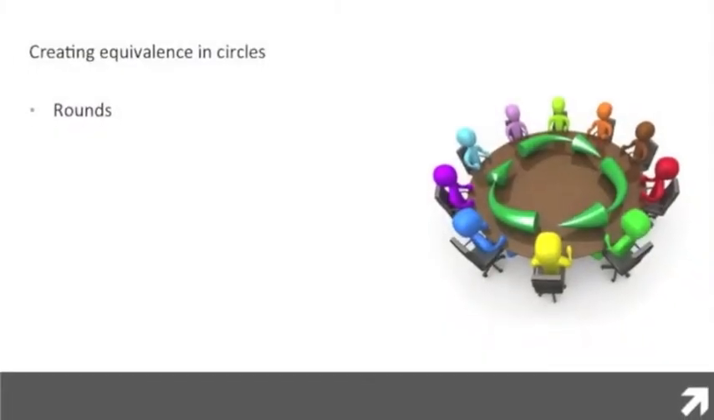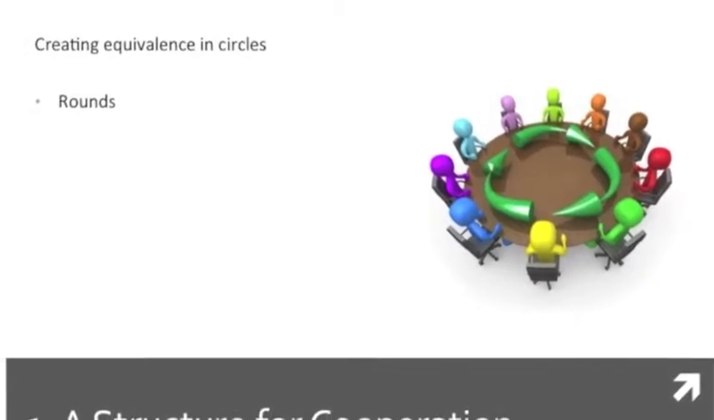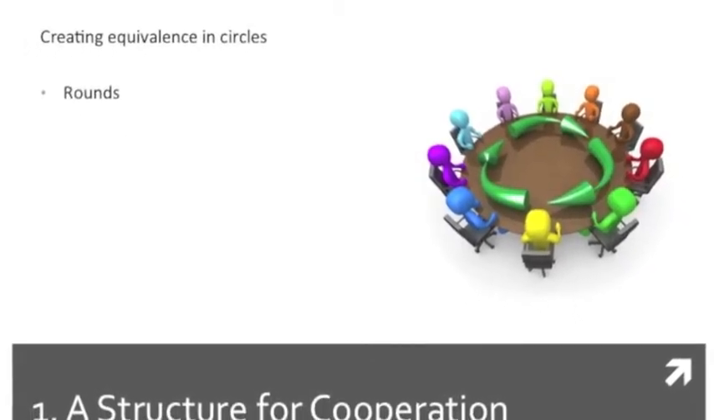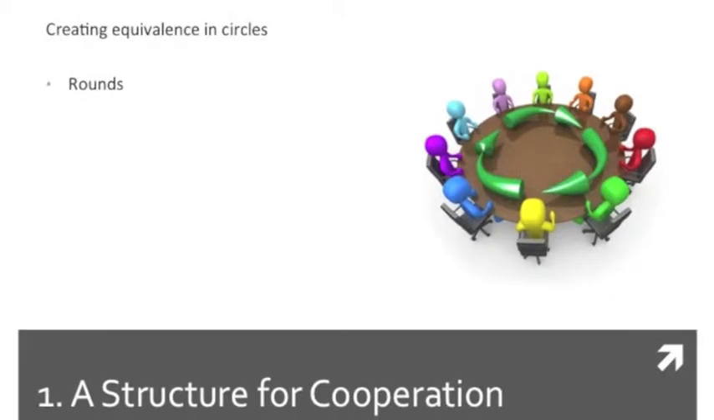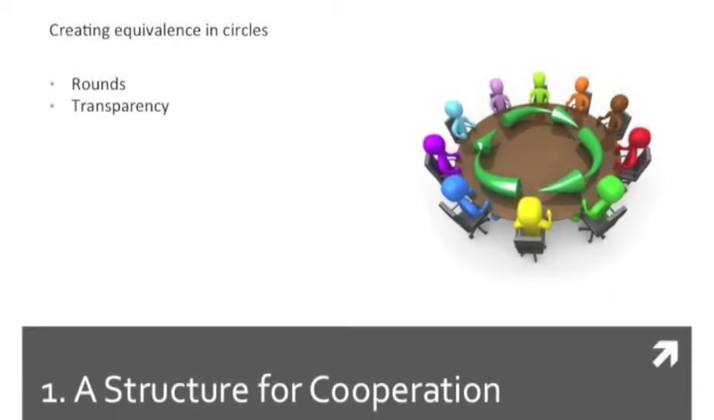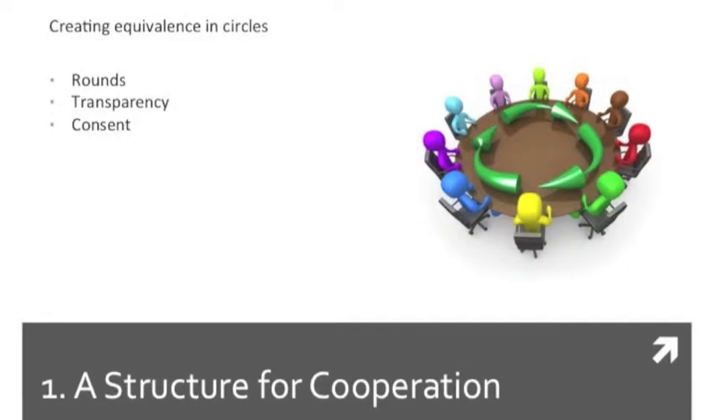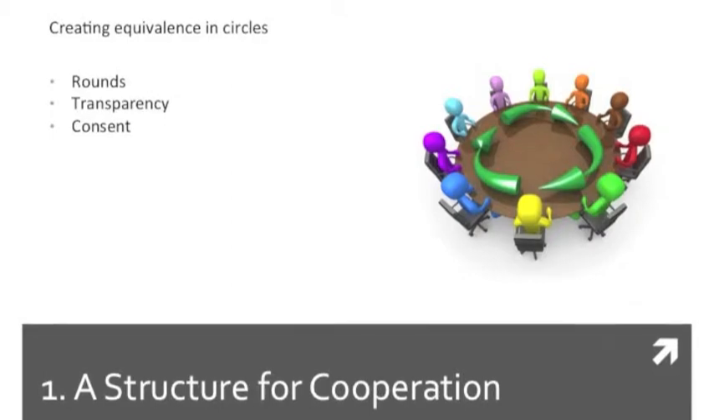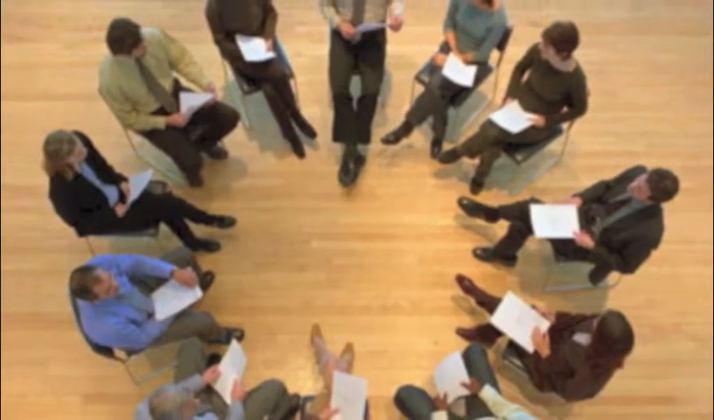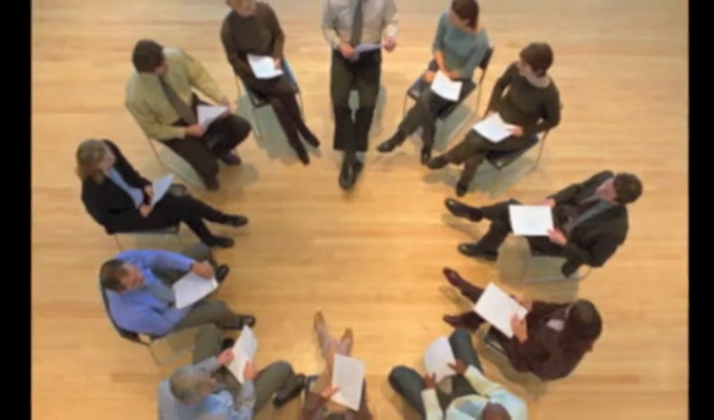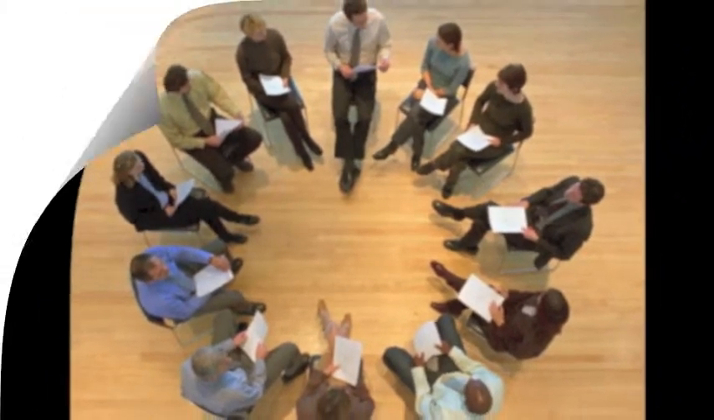These conditions include equivalence of participation by offering everyone the floor equally in rounds. Tools for transparency give every member access to the same information. And every circle member has consent in the integrative decision-making process. All the people involved in the work have a say in how the work gets done.